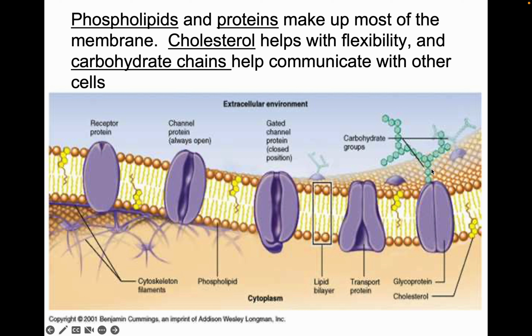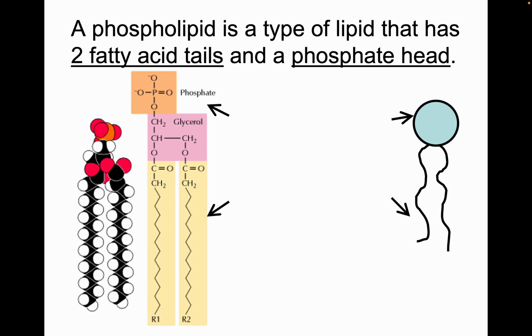We can see here carbohydrate chains that help the cell talk to other cells. You can visualize it like an antenna, or a secret code for communication. It's like a team of phospholipids and proteins, with some flexibility from cholesterol and a secret language from carbohydrate chains, that makes up the cell membrane. Okay? So here is a picture of a phospholipid.